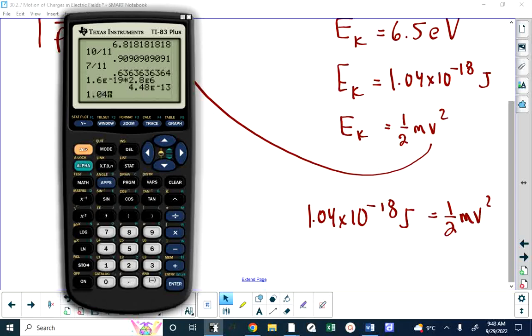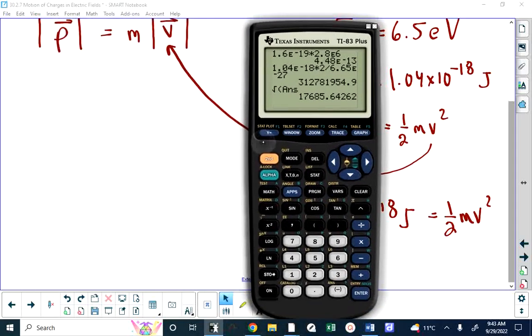That was right, wasn't it? Okay. And multiply by 2 to get rid of the half in that equation and divide by the mass of the particle that we're talking about, which is an alpha particle. And that has a mass of 6.65 times 10 to the negative 27, pretty sure. Hit equals and take the square root. And what we've found now is the speed of the alpha particle. And if I want to know the momentum, then I guess I have to multiply by the mass.